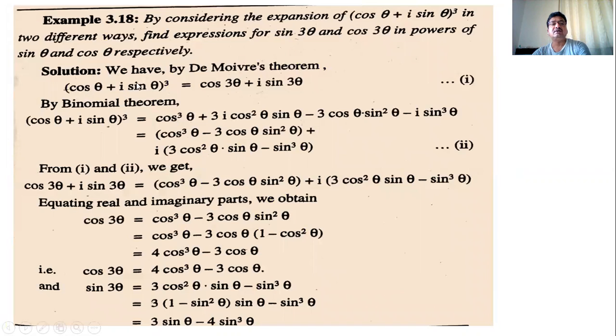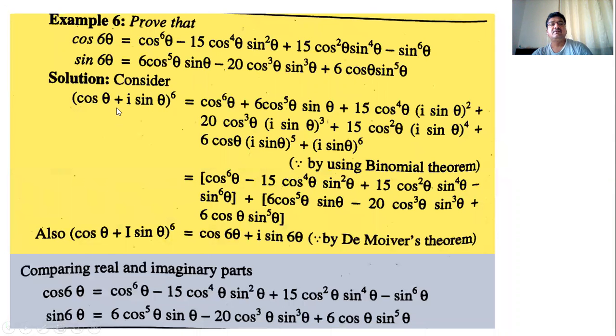That is, expand cos theta plus I sin theta raised to 6 in 2 different ways. For this problem, find cos theta plus I sin theta raised to 6 in 2 different ways, and we have the expressions for cos 6 theta and sin 6 theta. So cos theta plus I sin theta raised to 6, by using the binomial theorem, what do we have? We have a total of 7 terms.